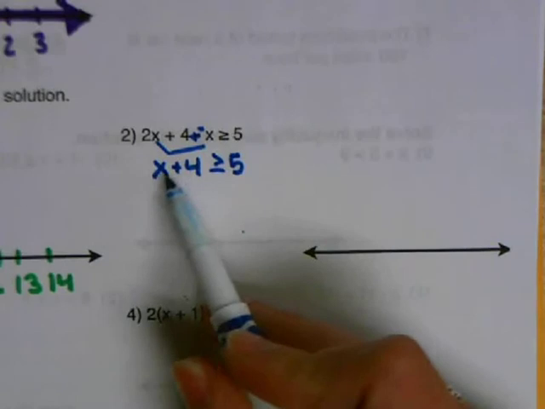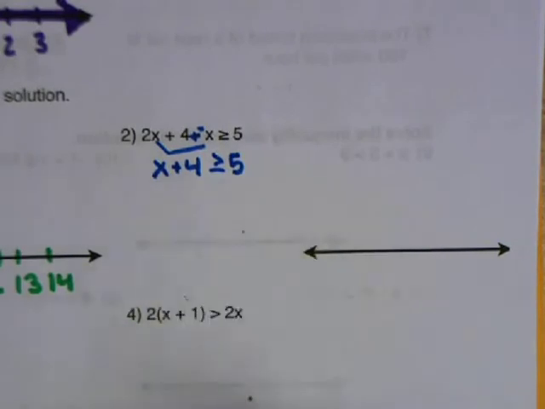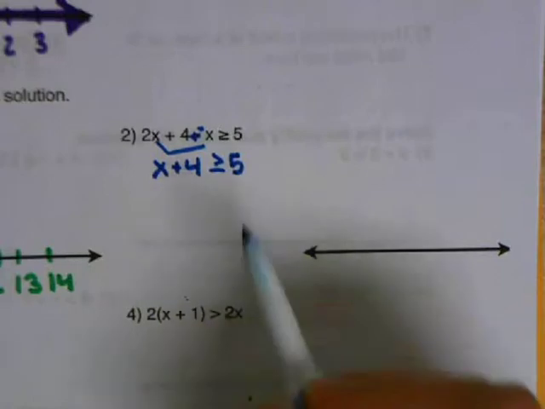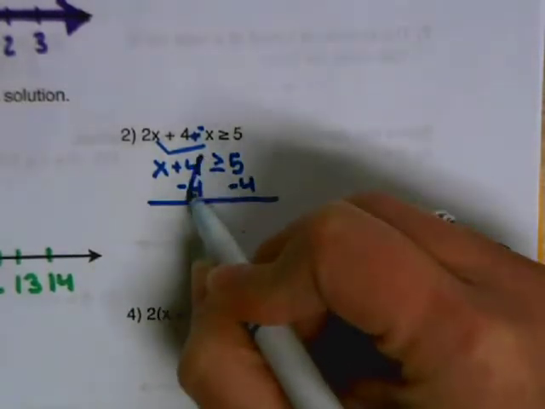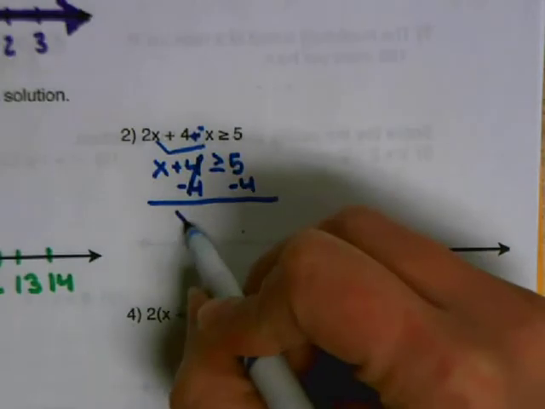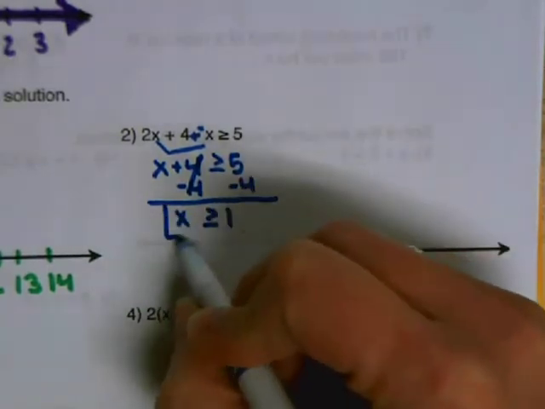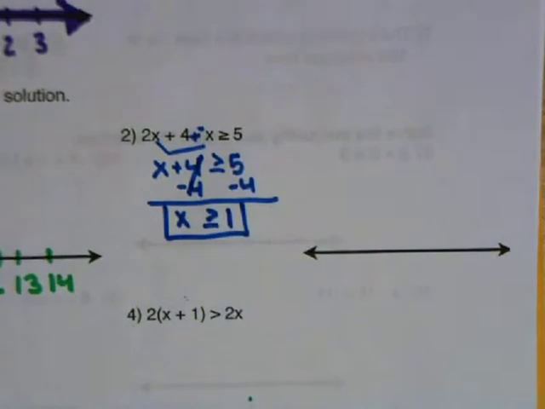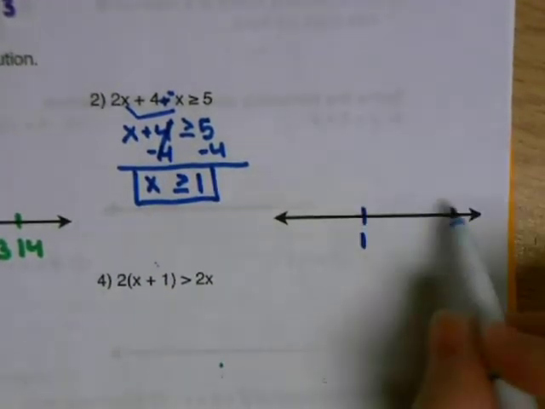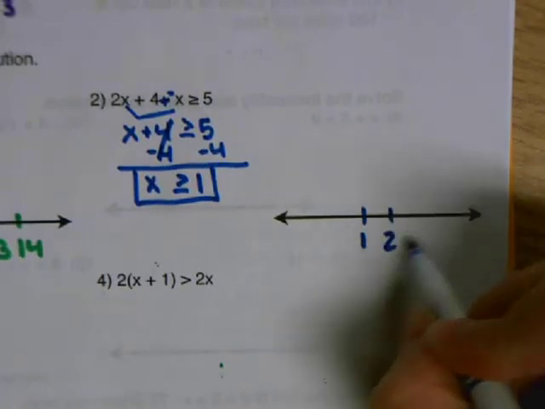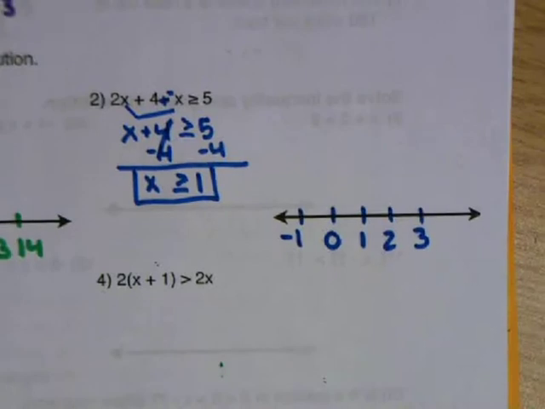Now, we can't simplify anymore. So if we can't simplify, then we're ready to solve. We're ready to do something to both sides to get the variable by itself. We need to get rid of the plus 4, so we're going to subtract 4 from both sides. 4 minus 4, bye-bye. So x is greater than or equal to 5 minus 4, which is 1. There is our solution. Let's graph it. Let's get a 1 on the number line. And x is anything bigger than or equal to that. So let's do some more integers. 3, 0, negative 1 maybe.